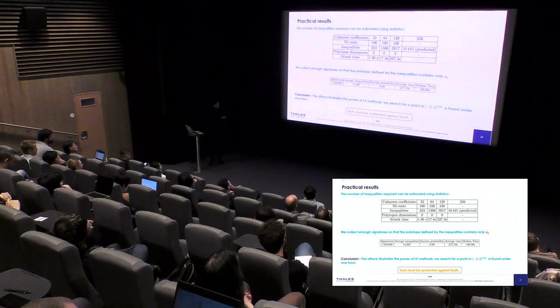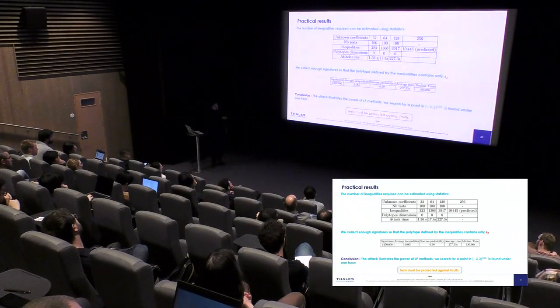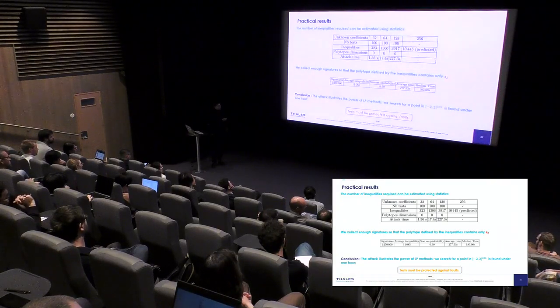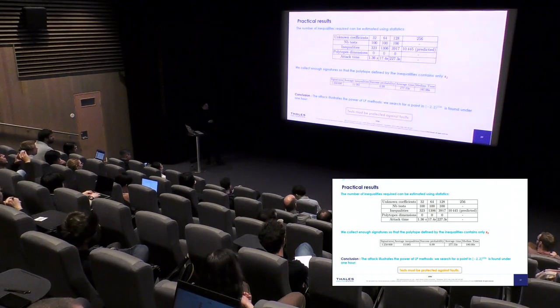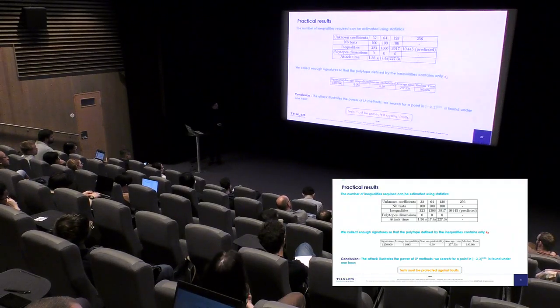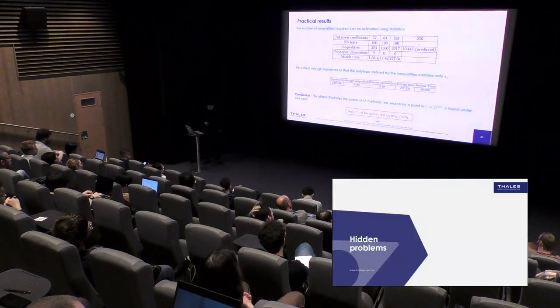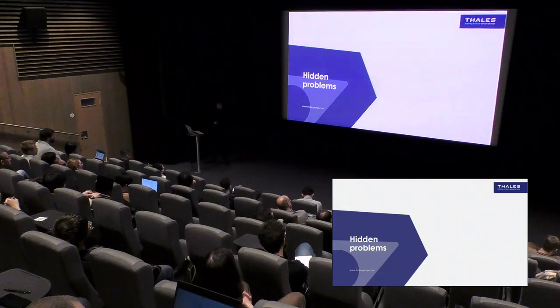And so, in conclusion, like I said, this attack illustrates the power of the LP method because we are searching for a point in a cube [-2, 2] in dimension 256, and we found it every time in under 1 hour of calculation. And again, this implies that if you have an implementation of Dilithium that can be attacked by side channel attacks, then the test must be protected against fault attacks. So finally, some hidden problems that I didn't talk about during the presentation.